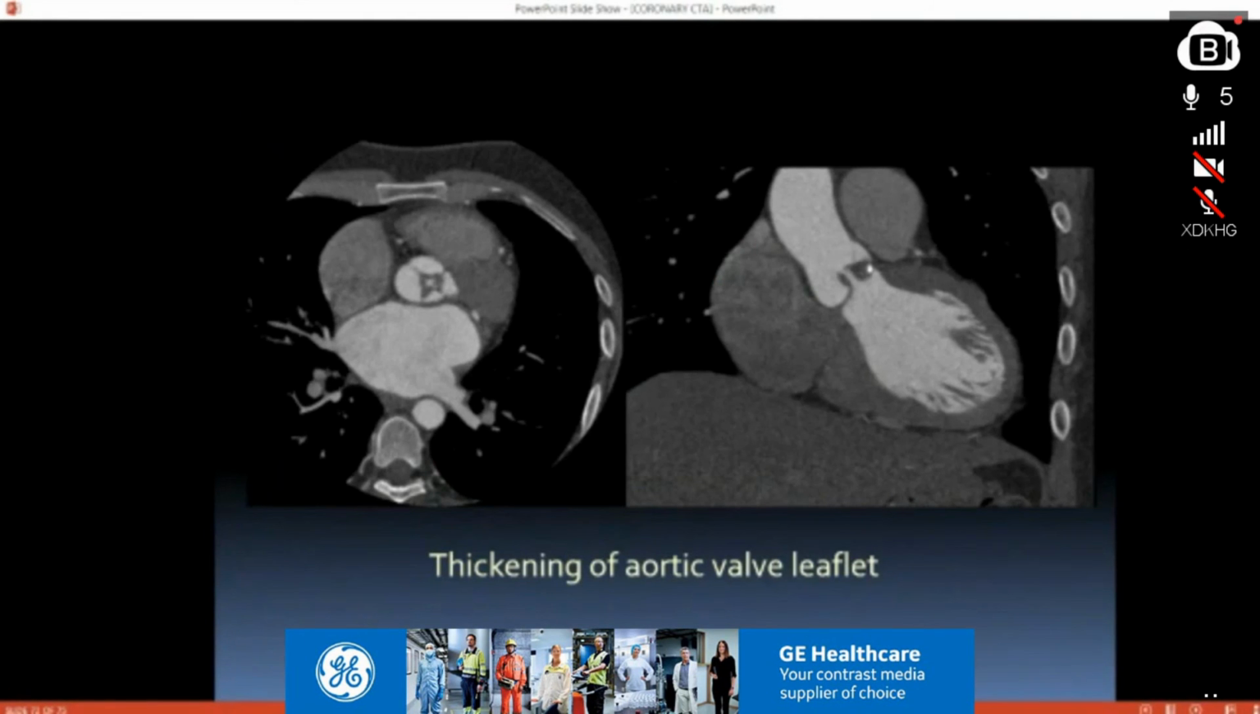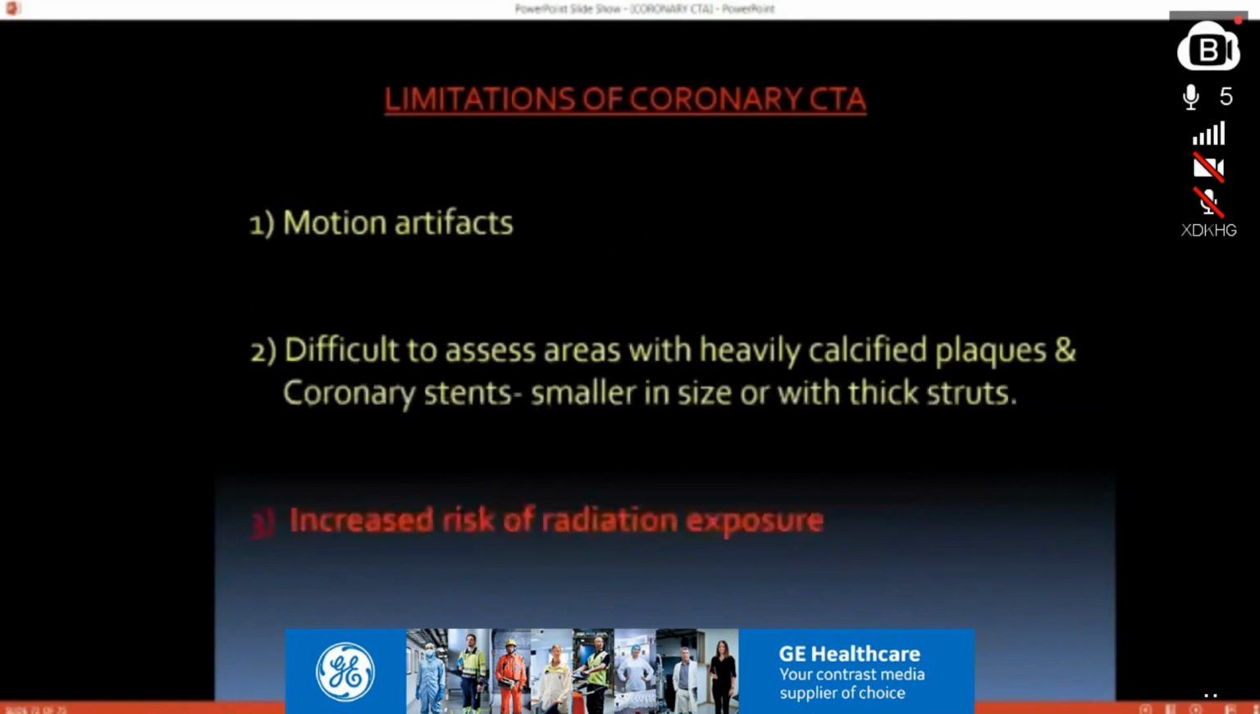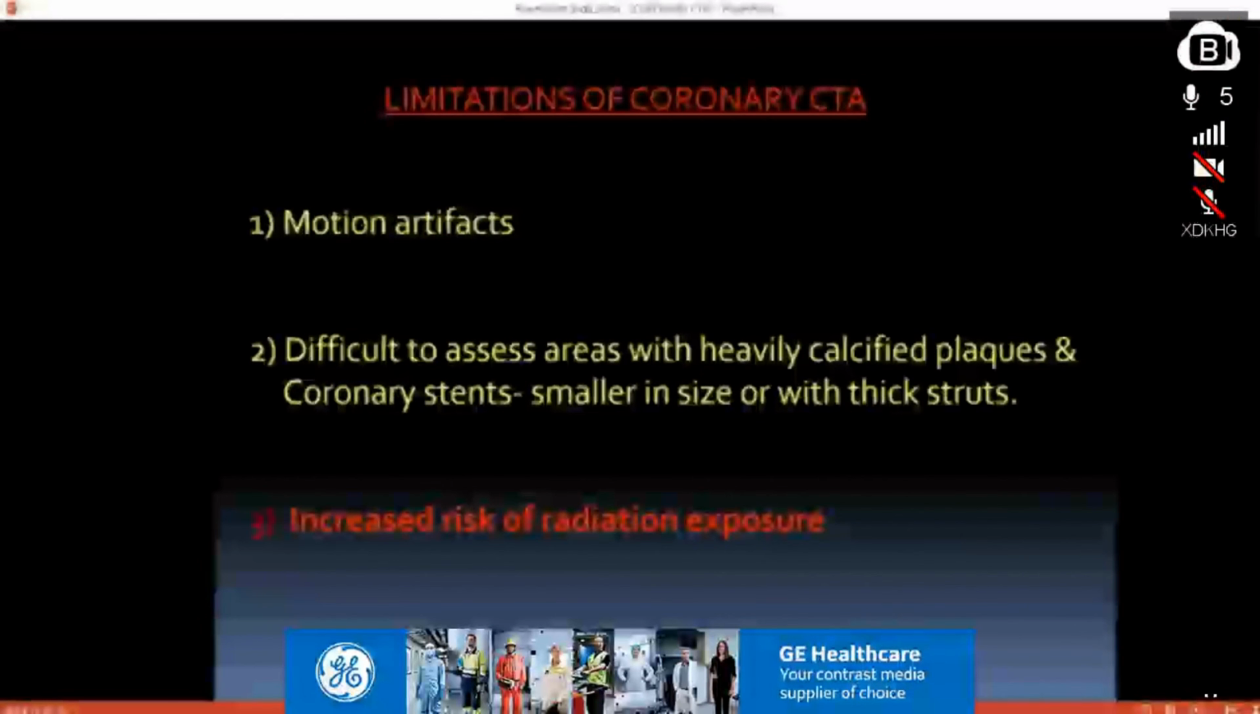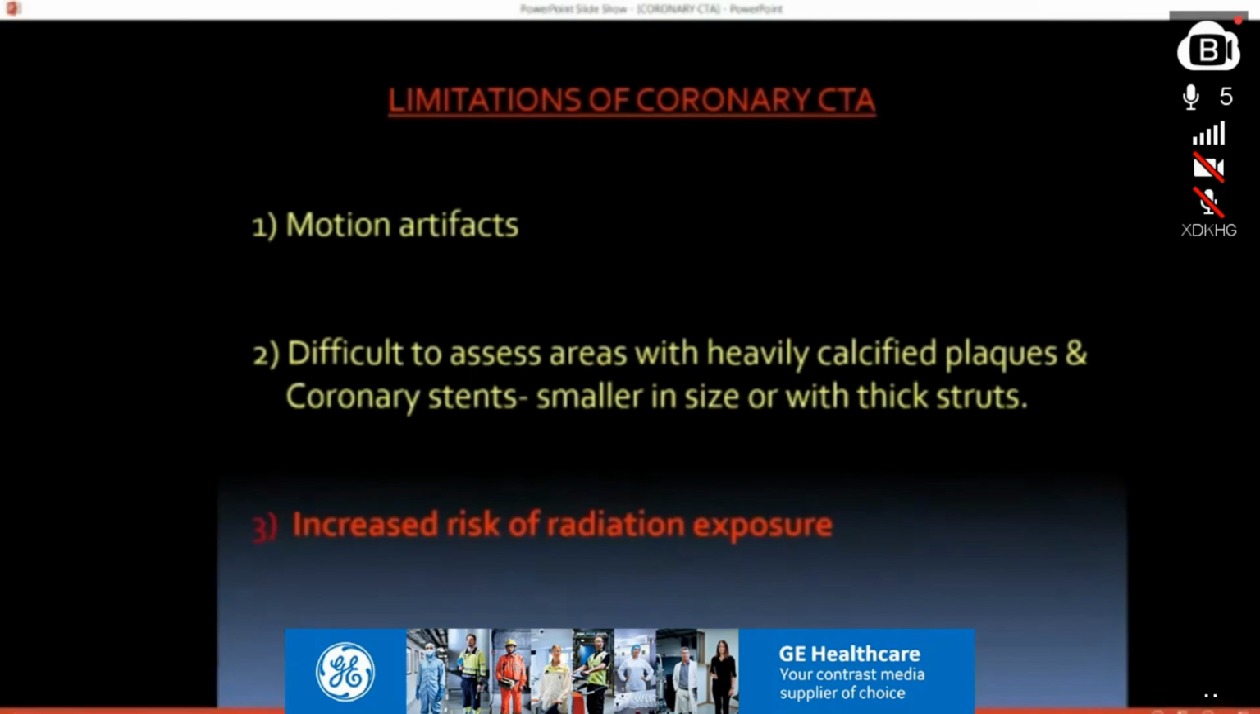Now, there are certain limitations to coronary CT. If the patient moves, if the spatial resolution of your scan is not good, if there are motion artifacts, you may over-report a coronary stenosis. It still remains a challenge with a lot of single-source scanners to image heavily calcified plaques and smaller coronary stents with thicker struts. And there is always an inherent increase of risk of radiation exposure, although now with prospective gating or a single cardiac cycle scanning, the risk of radiation exposure is going down.